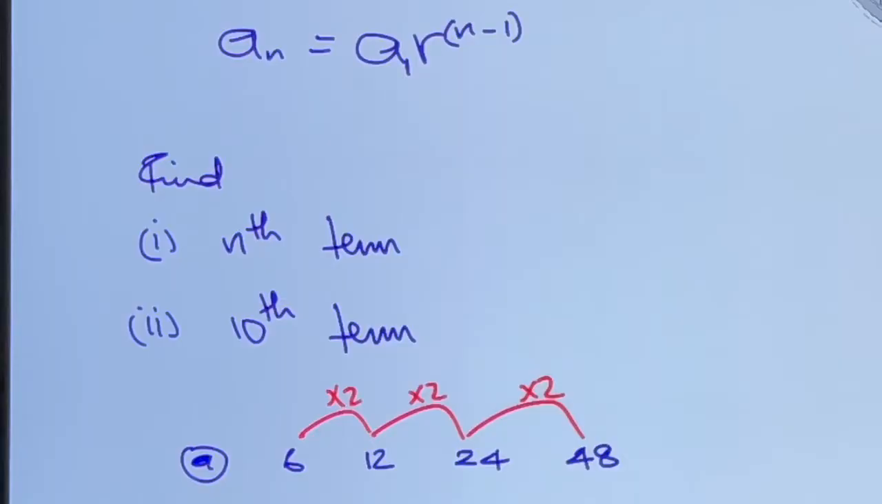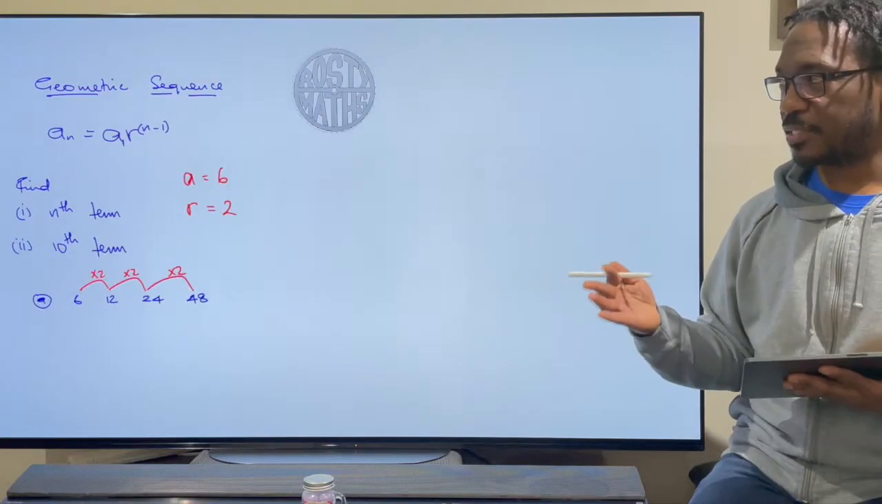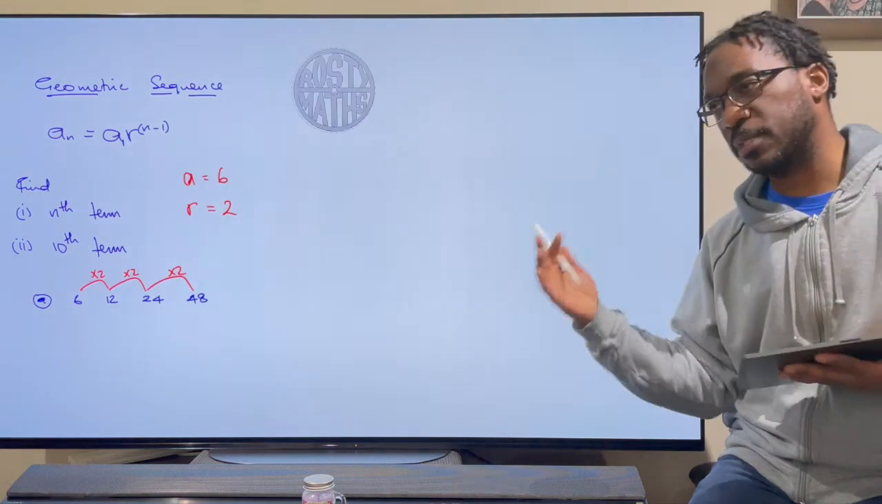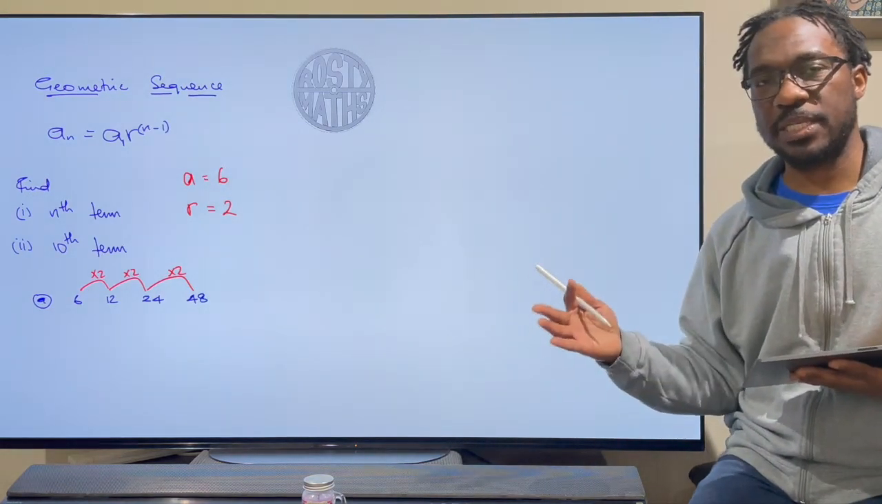So far, I know that A, my first term, is 6, and I know that R, my common ratio, is 2. It is not always multiply. Sometimes it could be divide, sometimes it could be with a fraction, sometimes it could be with a decimal, but it's really easy to find.